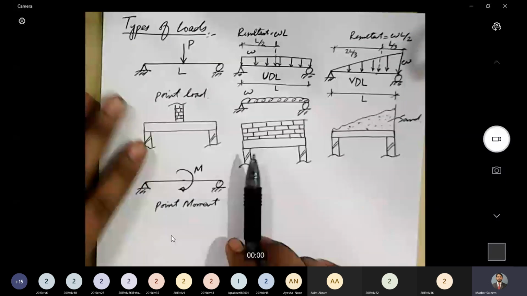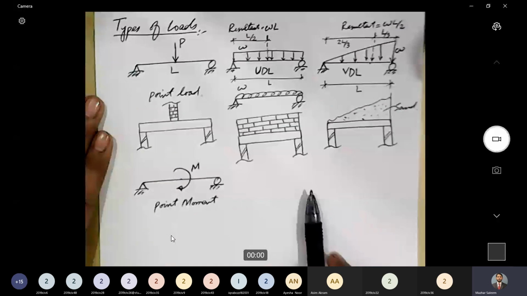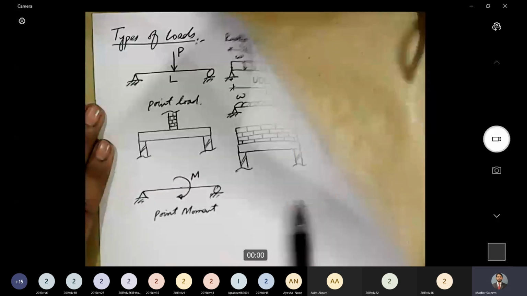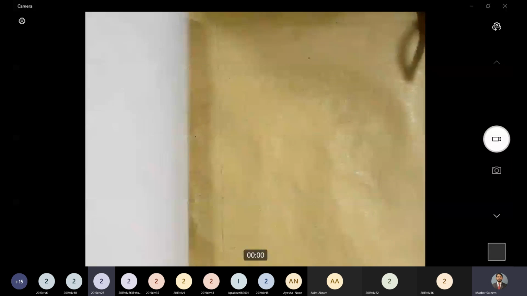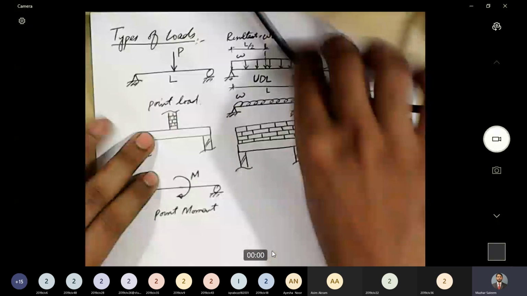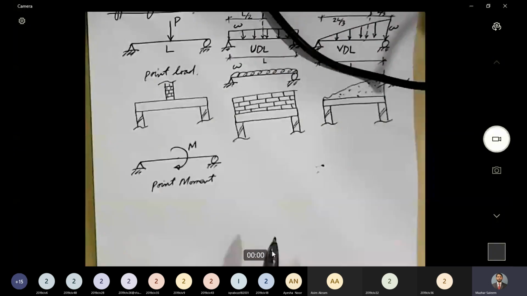Okay. Is everybody clear about these different types of loads? Anybody having any question? Yes, sir. All right, that is great. So if we do not have any question now, let's move to the next basic thing.